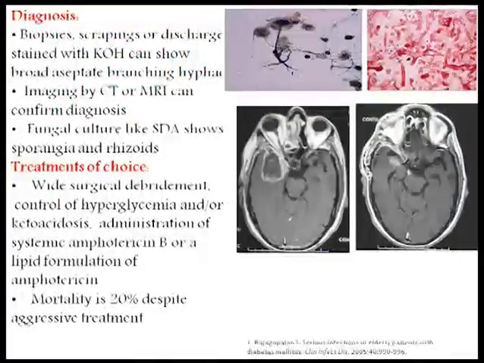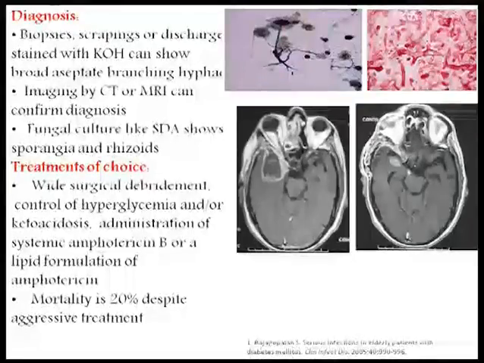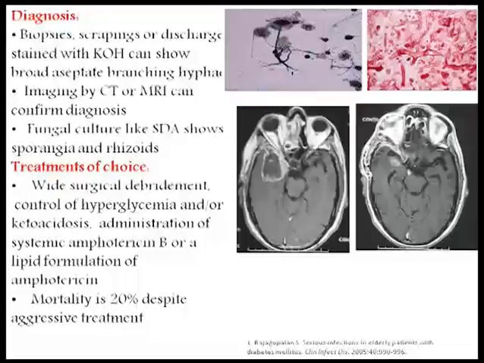Though from the secretions you can isolate the hyphae, the ideal way is a non-invasive radiological method like an MRI, which shows you a classical invasive fungal infection. The treatment is an excellent surgical debridement plus a combination of amphotericin B. Preferably a lipid form is always effective, but still the mortality rate seems to be very high.